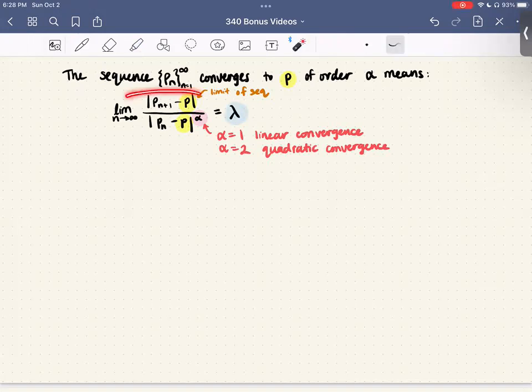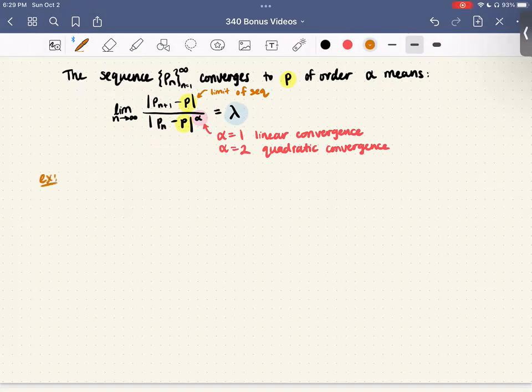So this is saying if I compute this limit, this relationship between the Pn plus 1 error, really, the difference between Pn plus 1 and the limit p, and the error in the nth term, or Pn minus p, raised to the alpha power, and I get a constant here, lambda, then we have this convergence, this order here. Okay, well, let's do this with an example.